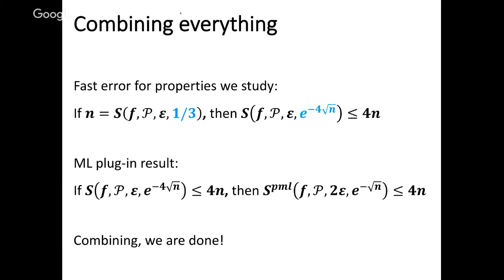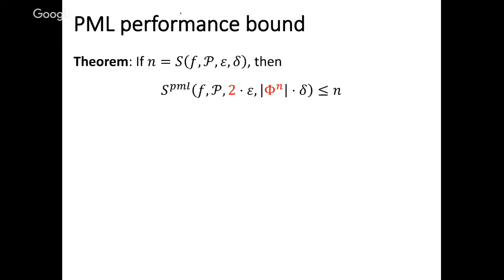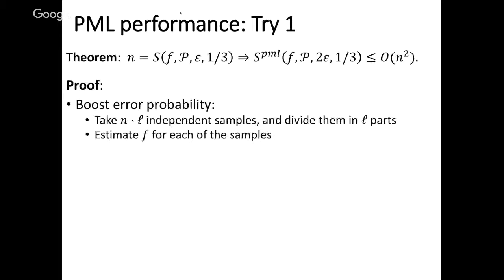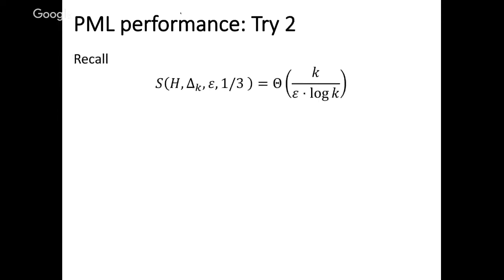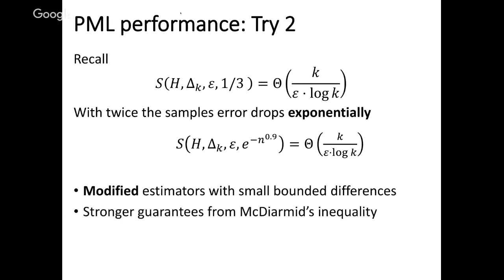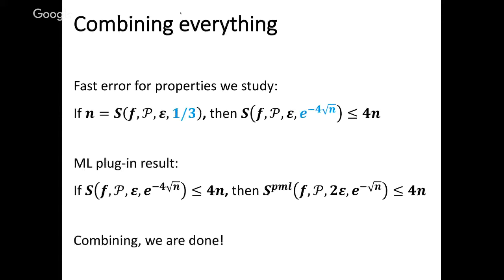Jayadev, can you go back to the theorem we just proved? This one? So this is part of the proof, right? Yes, this is one. I didn't go over this in great detail, and this is one of the main results. You can estimate the entropy with an exponentially small error probability with just twice the number of samples. We combined both of these to show that the sample complexity for PML is order optimal. It's the same as the best.